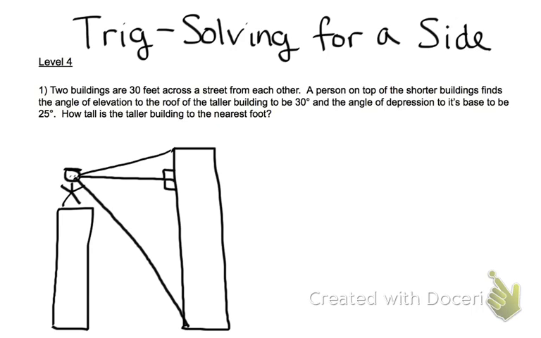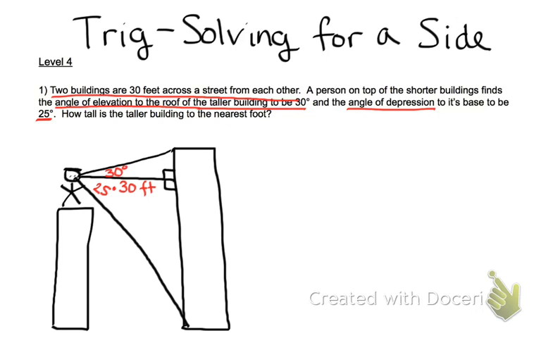It says that the two buildings are 30 feet across the street from each other. So I'm going to put 30 feet right here. So they're 30 feet away from each other. And then it says the angle of elevation to the roof of the taller building is 30 degrees. So this angle is going to be 30 degrees going upwards towards the top of the roof. And then it says the angle of depression to the base of the building is 25 degrees. So this angle is 25 degrees going downwards.